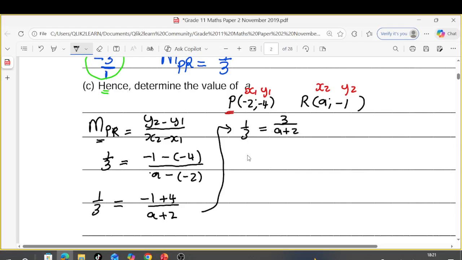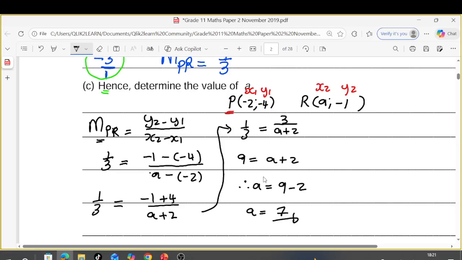What's next? We cross multiply because we need to remove the fractions. This will be 3 times 3, which will give us 9. We equate this to A plus 2. Now remember that it's like saying A plus 2 times 1 is just A plus 2. Now let's find the value of A. Therefore, the value of A is equal to 9. The 2 comes to the other side to be negative. The value of A is just 7.